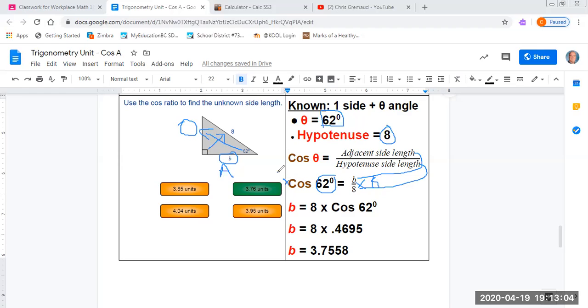What we end up with is these canceling out, and we have 8 times cosine of 62 on this side, and we have B over here. And now what we need to do to solve this, let's just take a look at our calculator. How do we solve this? Well, let me bring up our calculator here.